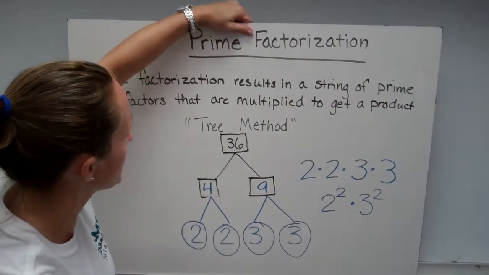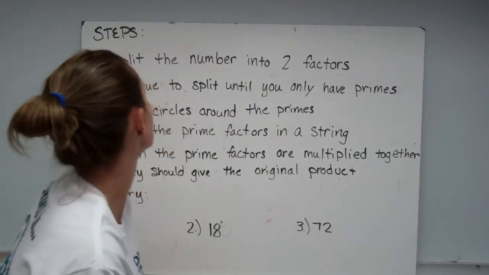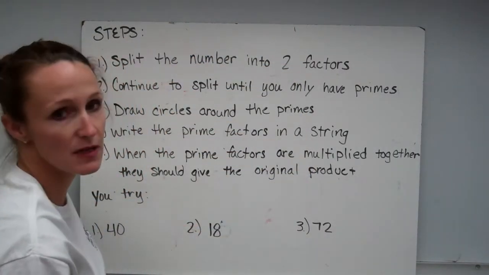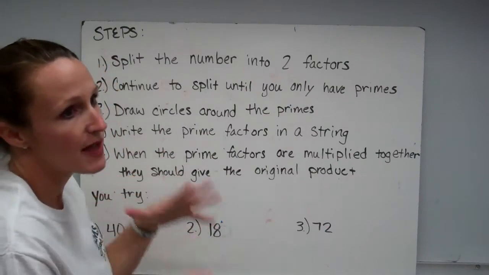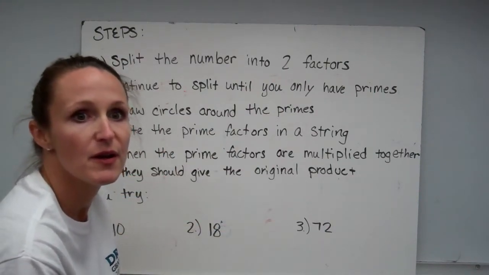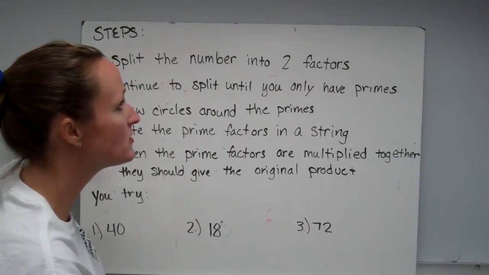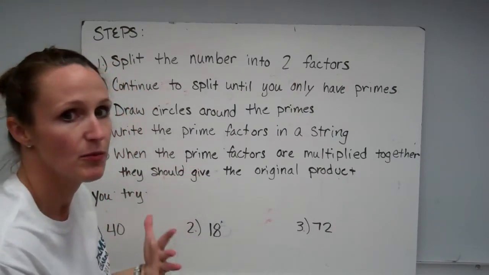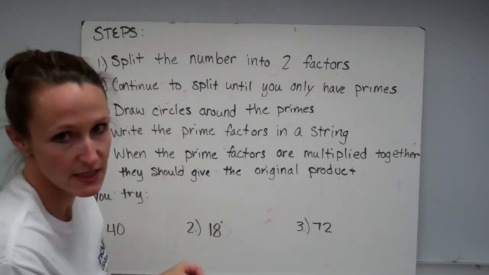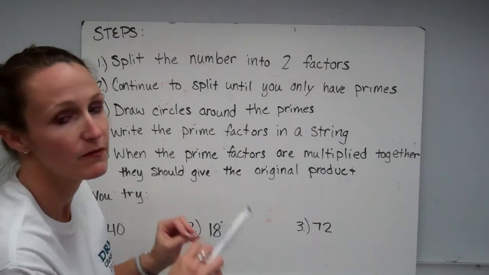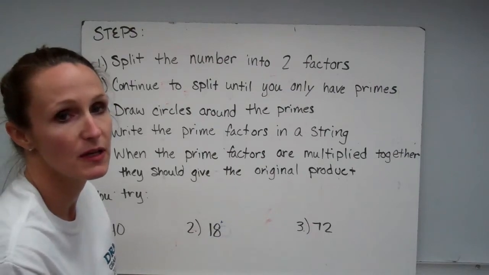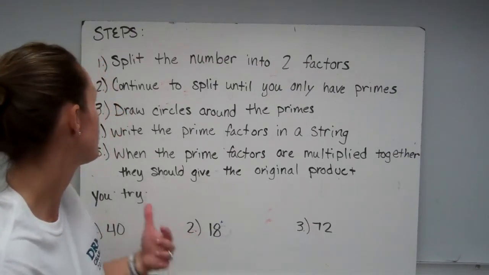So what are the steps that we followed? First step is to split the number into two factors. The size of your tree is going to depend on the factors that you split your original number in. Next, you're going to continue to split until you have only primes. The problem we just did, we split 36 into 9 and 4, then we split 4 into 2 and 2, we split 9 into 3 and 3.